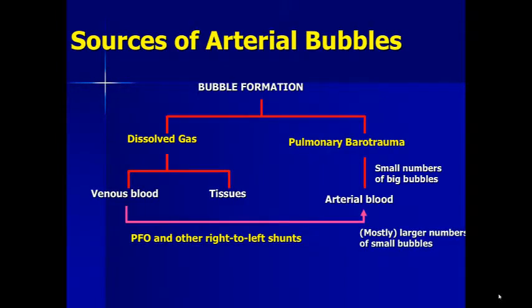This is just an overview example. You can see the venous flow can arterialize through shunts. These are usually small bubbles but in high quantity. Or from pulmonary barotrauma, where air enters directly from the lungs into the arterial circulation, which are usually small numbers but much bigger bubbles.